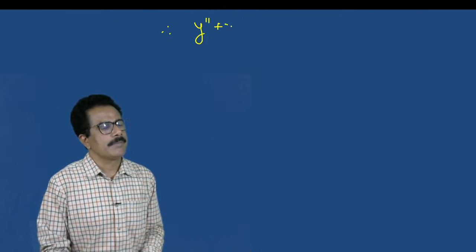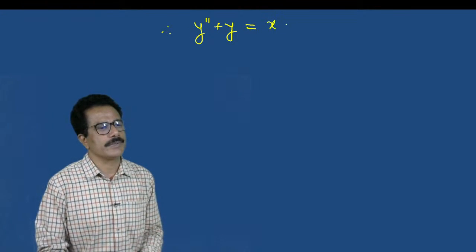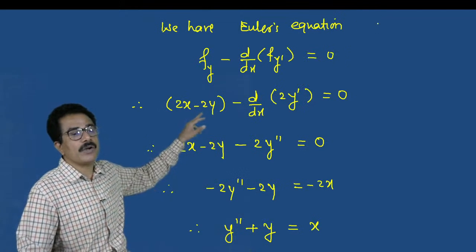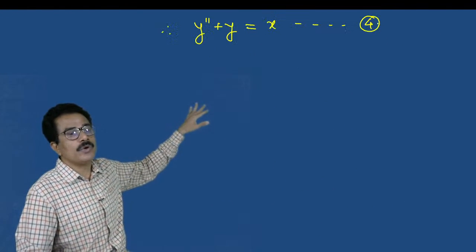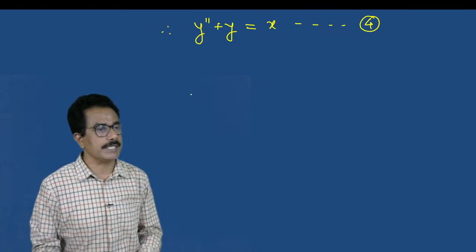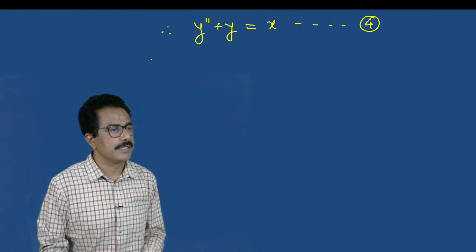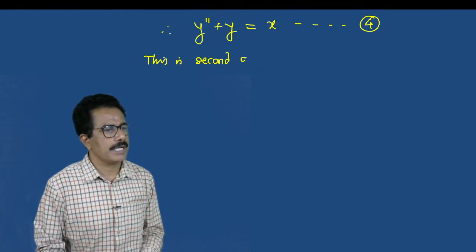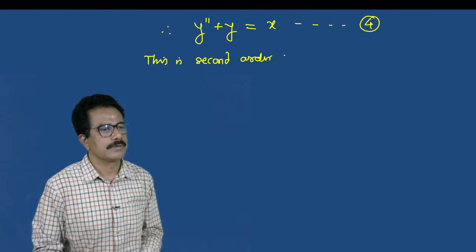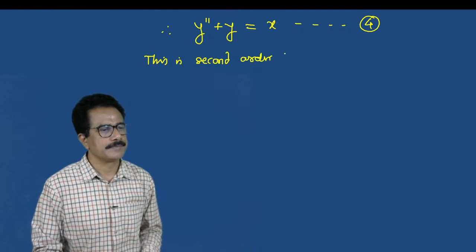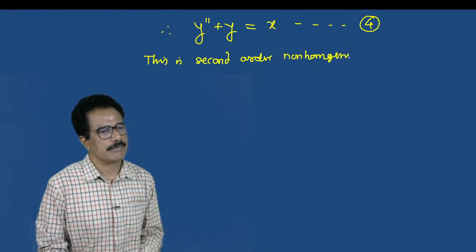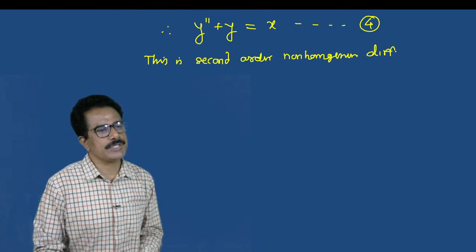Actually this is the function y double dash plus y, which is equal to x. This is the second order non-homogeneous differential equation.